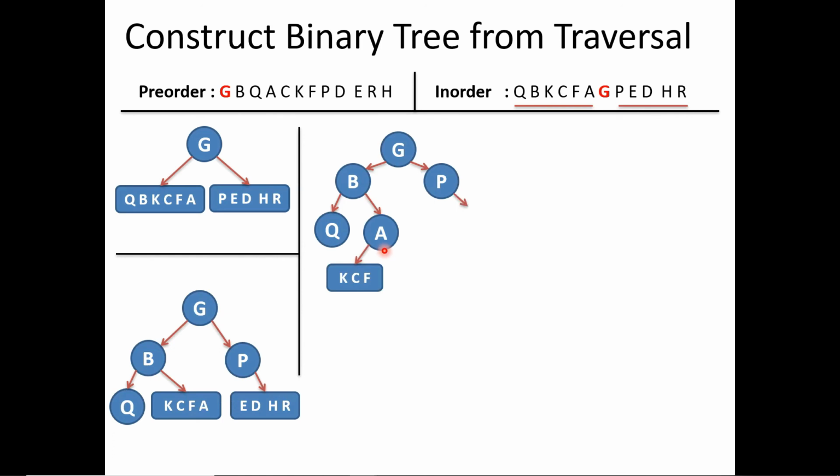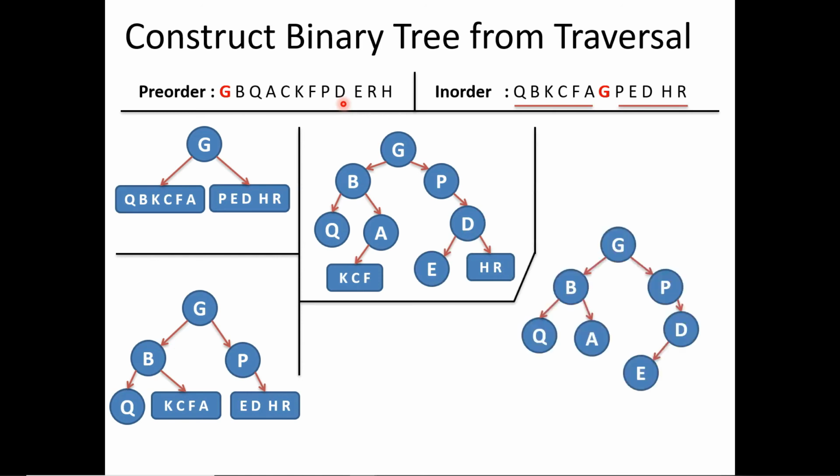Now P has a right subtree, that is EDHR. So now we have to check in pre-order. In EDHR, we can easily see that D is the first node which comes from the left side in pre-order. So D becomes the parent of this subtree, right? So E becomes the left child and HR becomes the right part of node D. Now this much is covered.